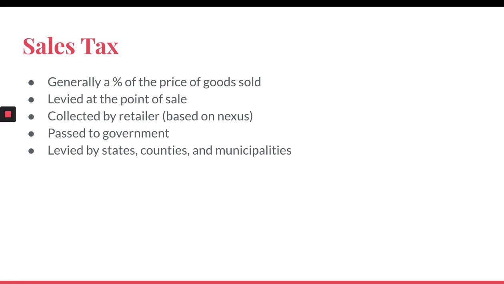So sales tax, we are very familiar with this. We generally pay a percentage of the price of the goods sold. So you could be paying 7% in certain states on the price of, say, napkins if you buy from the grocery store. It's levied at the point of sale. It's collected by the retailer, which is based on nexus.